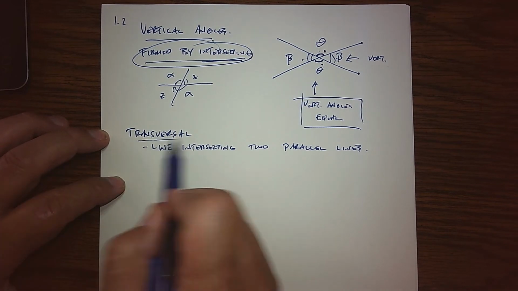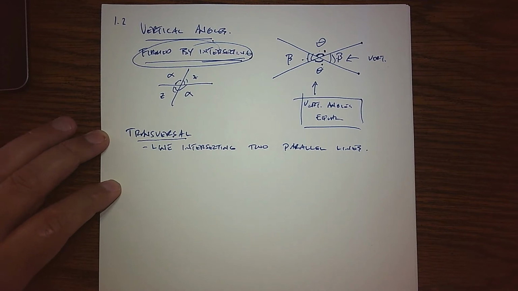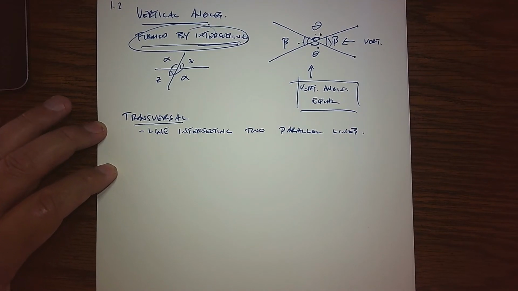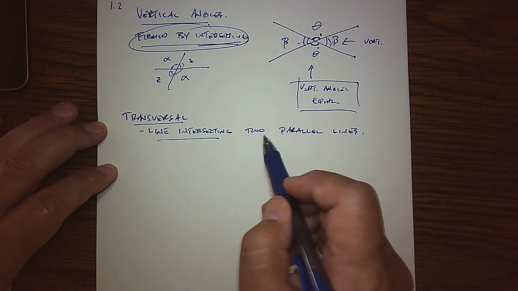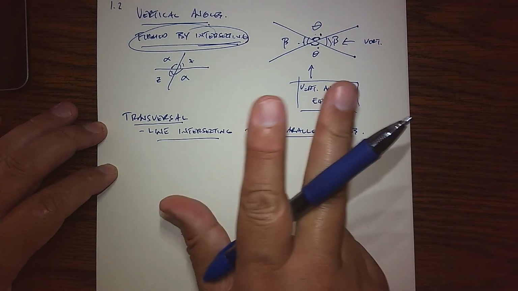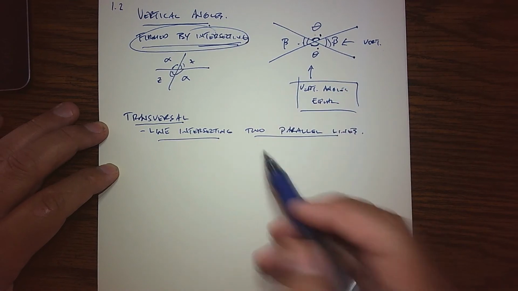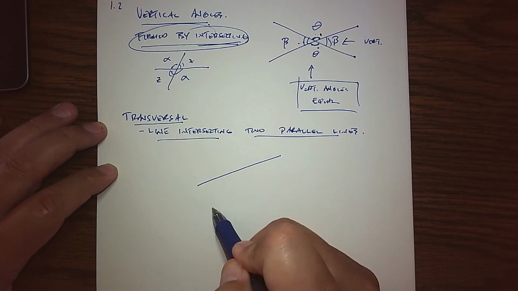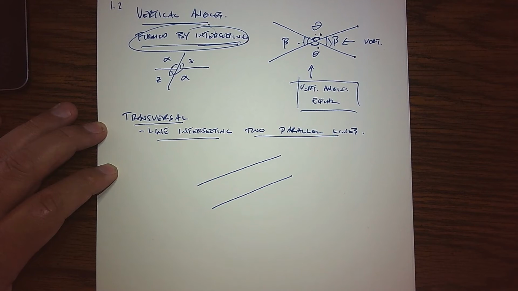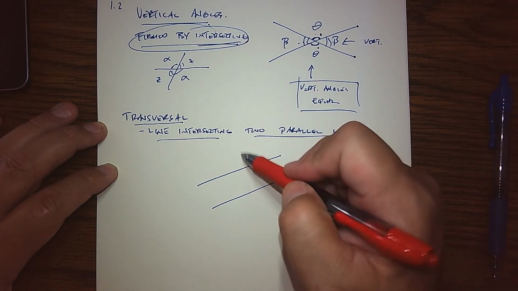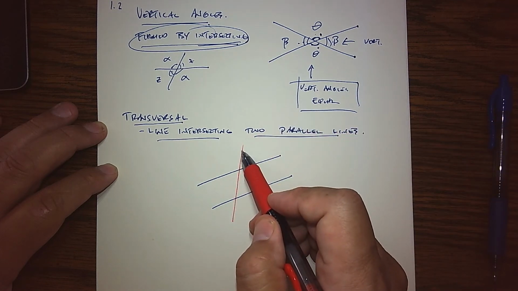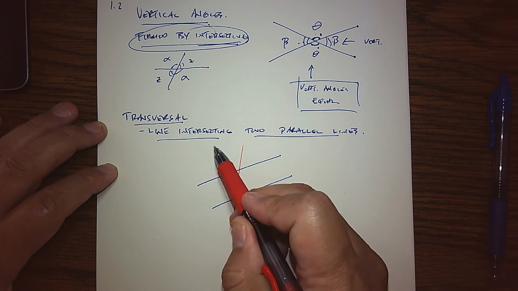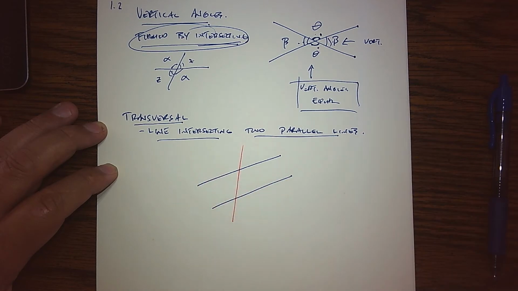A tougher situation is when we have a transversal. What happens in the transversal situation is that we have a line that's basically intersecting two parallel lines. So we actually have three lines happening. Let me draw my parallel lines first. So there's my parallel lines, and then the line intersecting them. Let me change colors. That line that I have in red, that's the actual transversal right there. So two parallel lines. A transversal is a line that intersects two parallel lines.